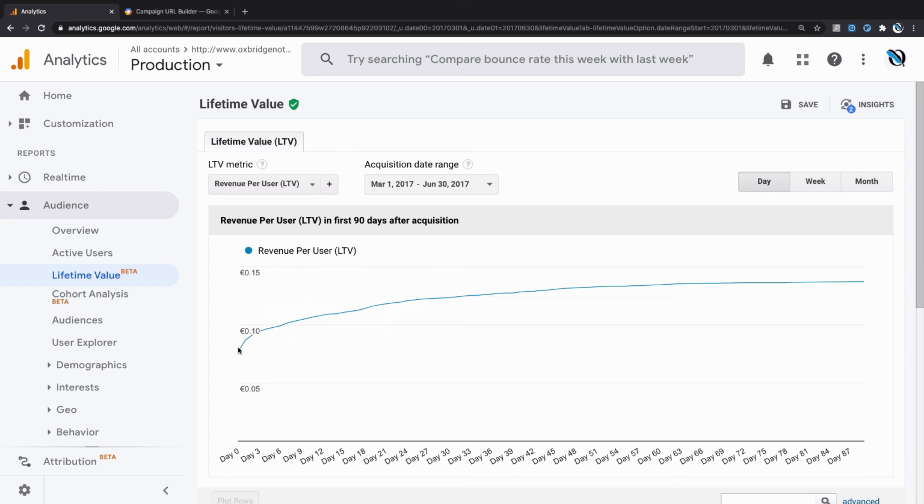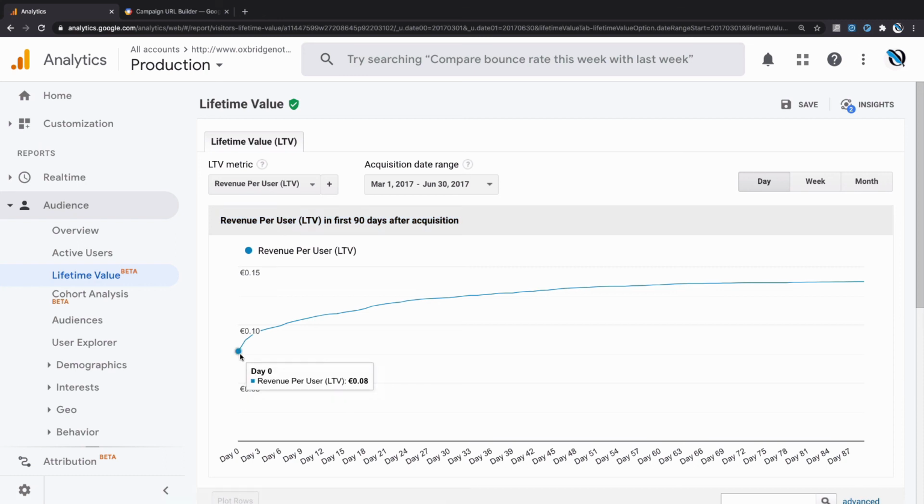So if you look over here, oh, by the way, you find it under audience lifetime value. It's beta. Unfortunately, it's limited to only 90 days after acquisition, so this doesn't really do my business justice because people tend to buy for up to 3 years after first doing business with me. And my customer lifetime value is something like 4x the first purchase, or maybe it's 3x, but it's quite significantly more. But this is reflected somewhat here.